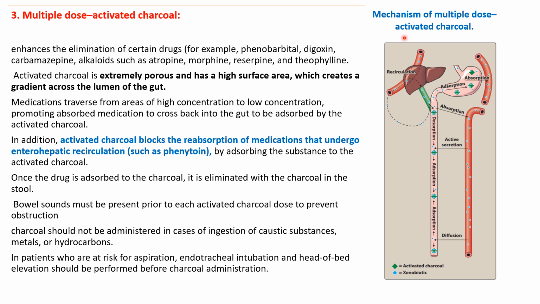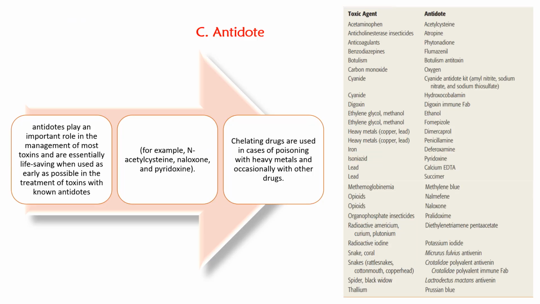Also, in addition to this, the activated charcoal blocks the reabsorption of medications that undergo enterohepatic recirculation. So ultimately, all the poison drugs get adsorbed onto the activated charcoal and are eliminated in the stool. The bowel sounds must be present prior to each activated charcoal dose to prevent obstruction. Charcoal should not be administered in cases of ingestion of caustic substances, metals, or hydrocarbons. In patients who are at risk for aspiration, endotracheal intubation and head of bed elevation should be performed before charcoal administration. Now we will see about antidotes.